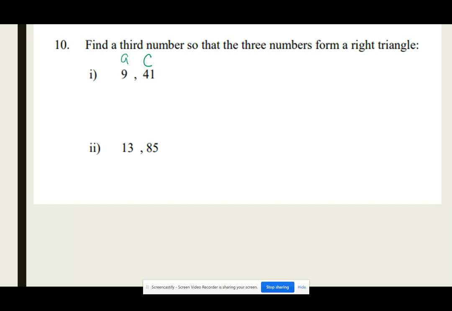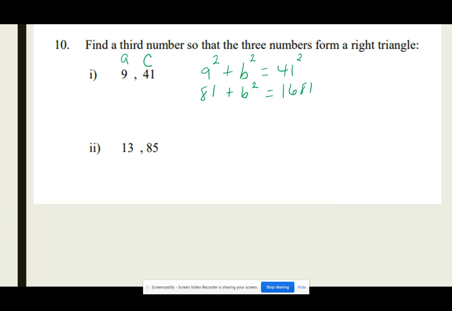Okay, so now I'm going to substitute those two numbers into the Pythagorean theorem. So I have 9 squared. I don't know what B is, so I'm going to keep that. But I do know C is 41 squared. Okay, so 9 squared, 9 times 9 is 81, plus b squared. And then if you grab your calculator, because this is going to be a big number, 41 squared is 1681.